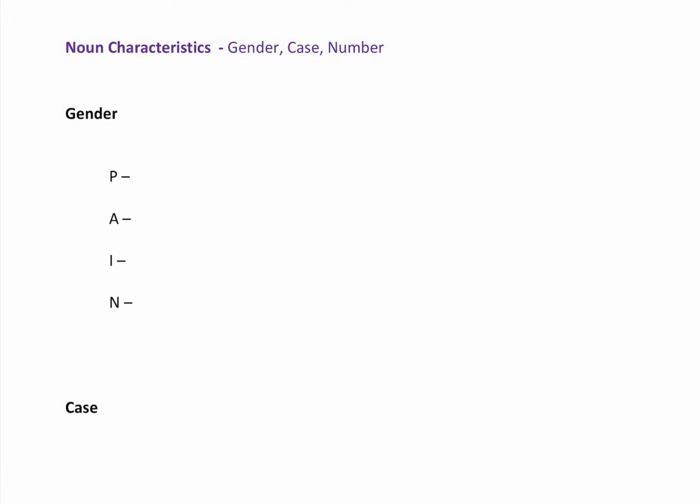So now that we're learning nouns in chapter 4, we are going to talk about noun characteristics, just like we did for verbs. So what is the definition of a noun? It's actually the same in English as it is in Latin. A noun is a person, place, thing, or idea. Now, they perform the same job functions in Latin and in English.